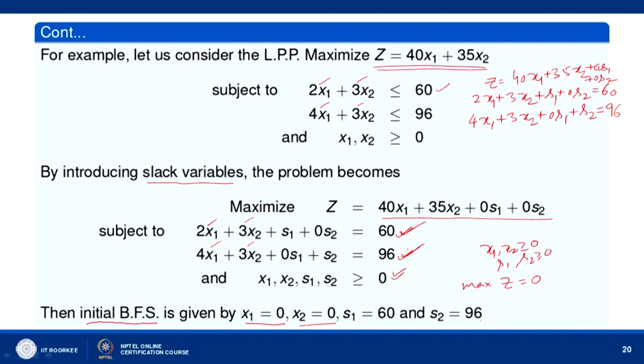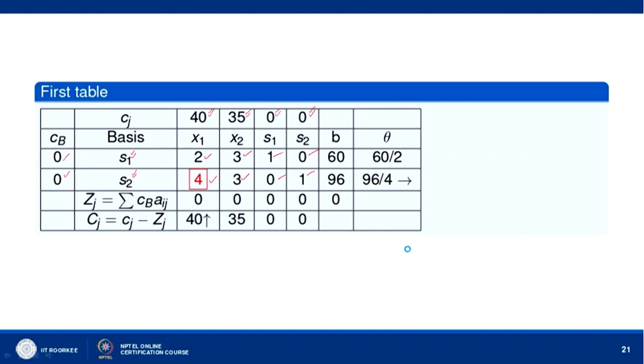Now, we will find Zj first. Zj is sigma Cb Aij. The values in the Cb column are multiplied by the corresponding values in the x1, x2, S1, S2 columns. First we multiply the values in the Cb column, 0 and 0, by the coefficients in the x1 column. So, 0 into 2 is 0, 0 into 4 is 0. So, the total is 0.